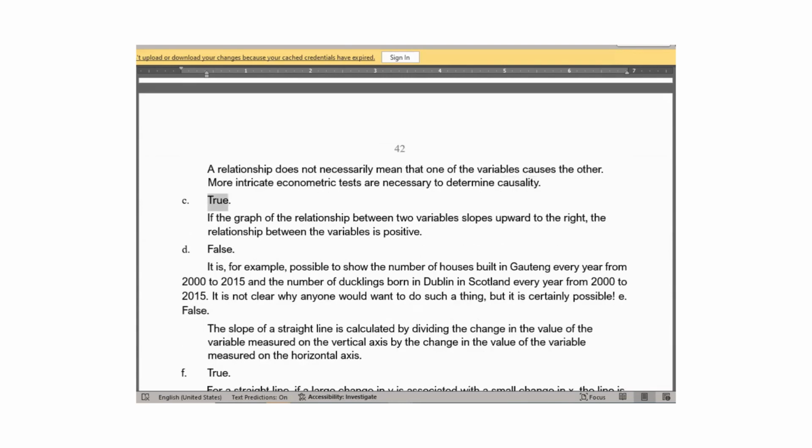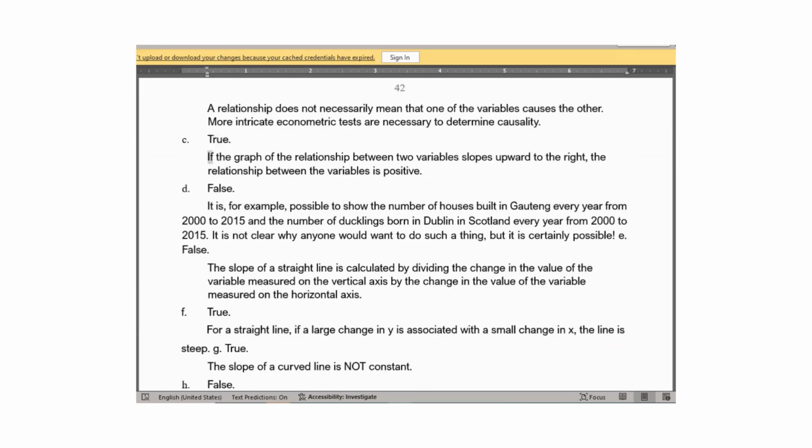True. If the graph of the relationship between two variables slopes upward to the right, the relationship between the variables is positive. False. It is, for example, possible to show the number of houses built in Gauteng every year from 2000 to 2015 and the number of ducklings born in Dublin in Scotland every year from 2000 to 2015. It is not clear why anyone would want to do such a thing, but it is certainly possible. False.